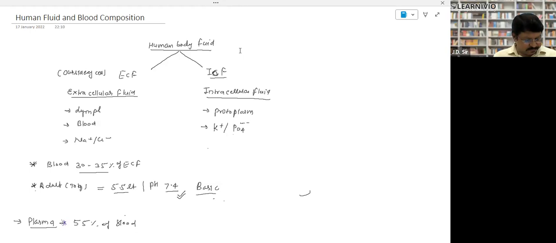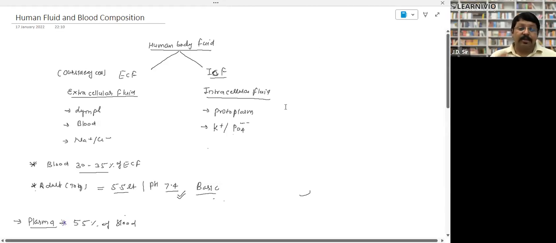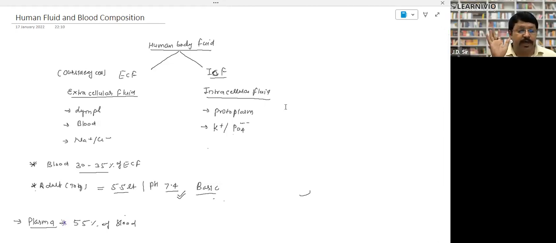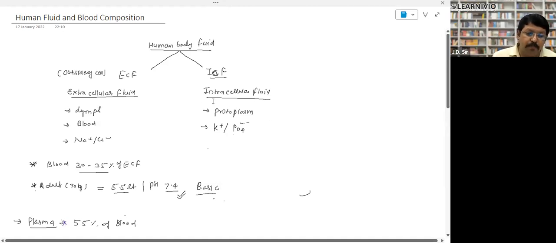ECF, ICF. Okay. So without wasting any time, I'll tell you what is the ECF and ICF. Look, intracellular fluid and extracellular fluid. Intracellular fluid is the fluid part that is found within our cell. So ICF, intracellular fluid, will contain protoplasm. And the question that has been asked, ICF is rich in what? Remember, the protoplasm or intracellular fluid is rich in potassium and phosphate. Comparatively, intracellular fluid is protoplasm only.